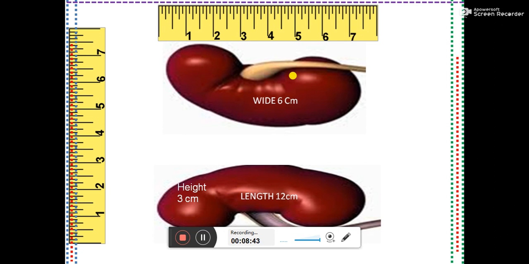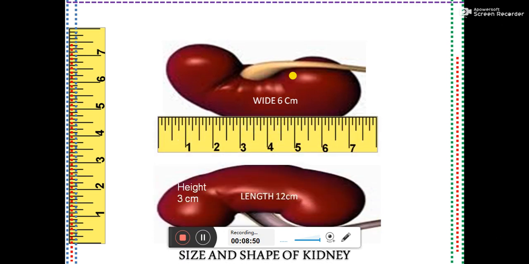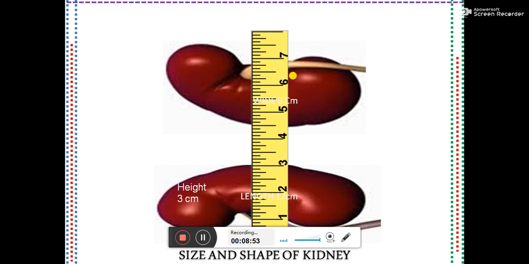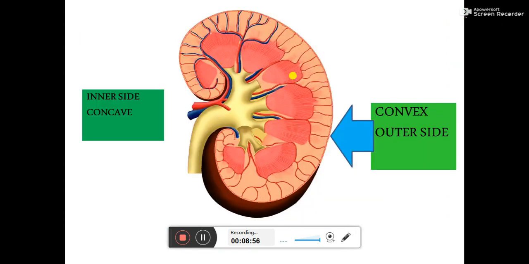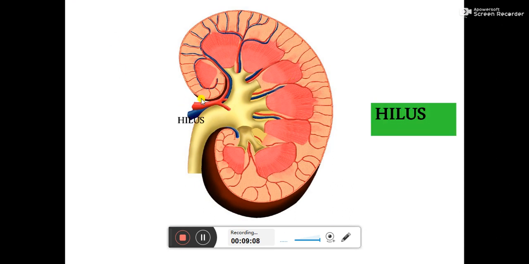We can find that the average kidney weight is 6 cm, length is 12 cm, and height is 3 cm. This is the size and shape of a kidney. If we look at the kidney, we can find the shape. It is convex on the outer side and the inner side is concave, having an indentation called hilus.